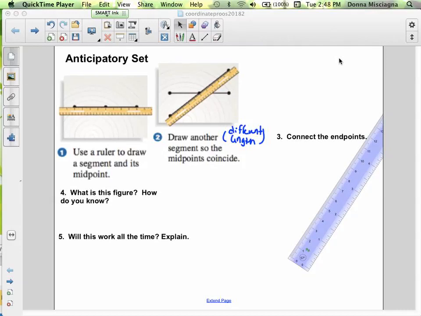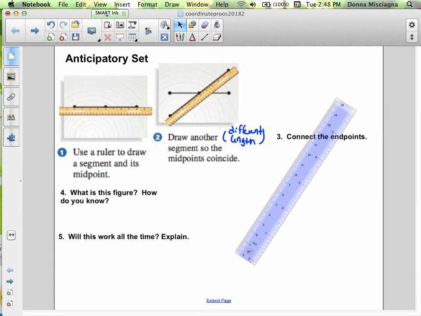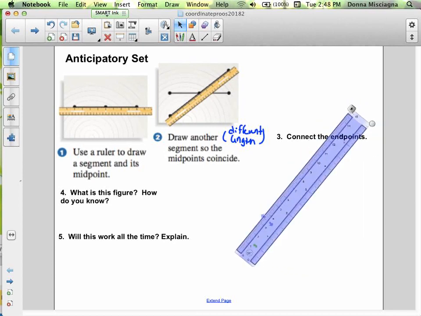Welcome. We're going to do a little anticipatory activity to get us ready for coordinate proofs. If you have a ruler and a piece of paper and something to write with, you should have those things at home hopefully, and then go get them and you can do this along with me. Yours should be different than mine, just so that you can see that you get the same answer, that there's nothing special about the measurements I chose.